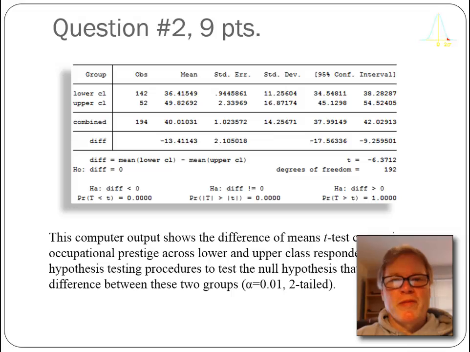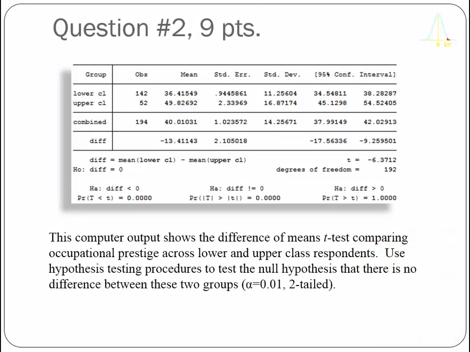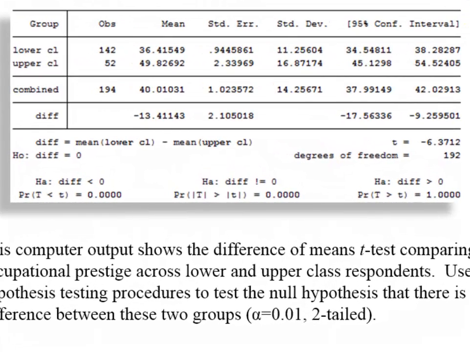Question number 2 is a difference of means t-test. So this is based on problem number 1. Again, we've got the 2 average occupational prestige scores for people who are lower class and people who are upper class. The numbers are 36.4 and 49.8 for lower class and upper class occupational prestige. In the computer output, you can see that the difference between them is approximately 13.4. It's that difference which is what we're testing with our difference of means t-test.